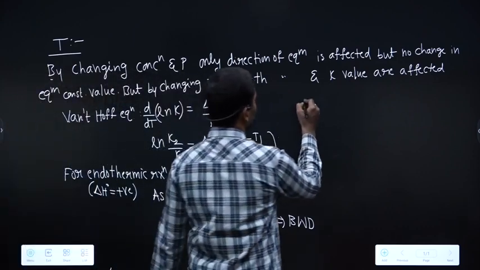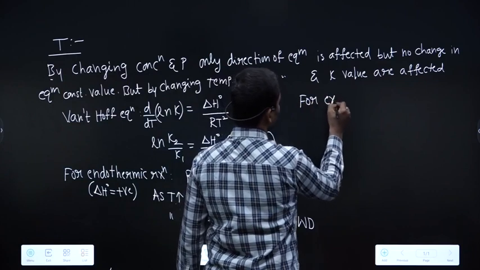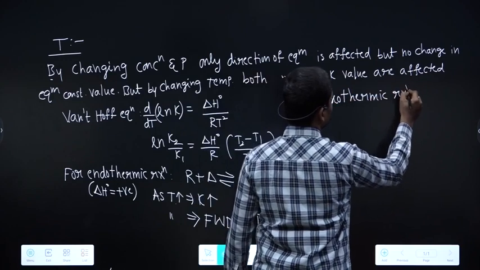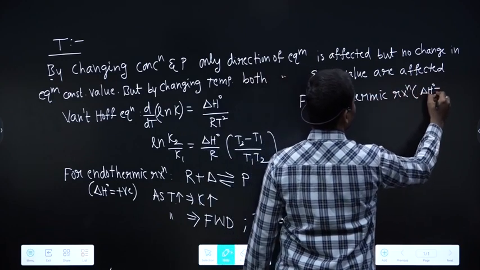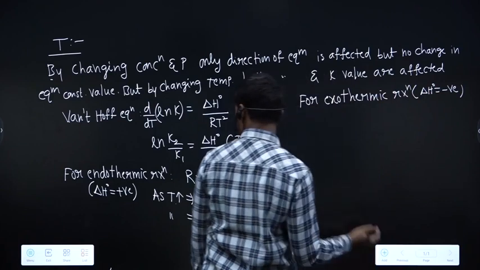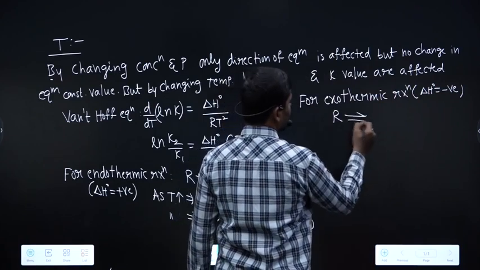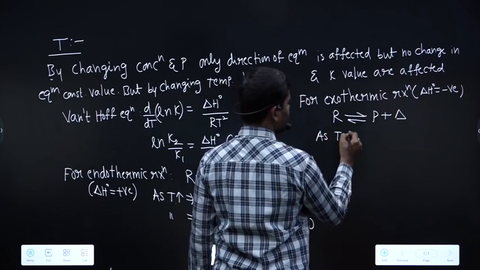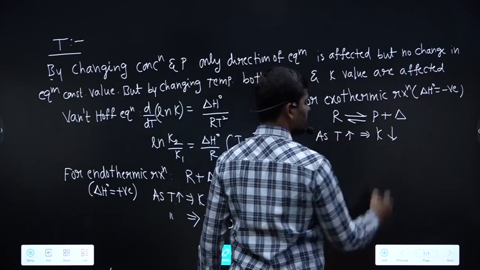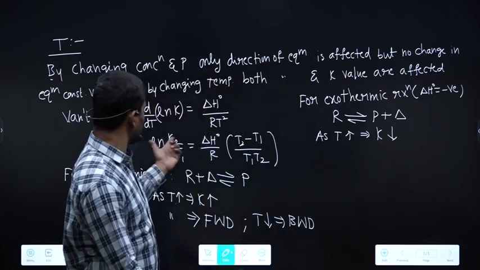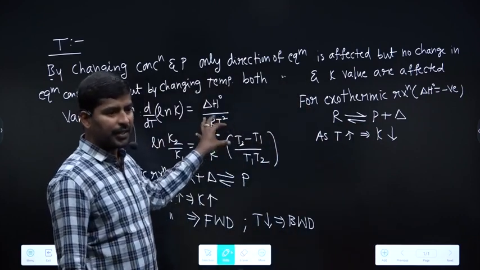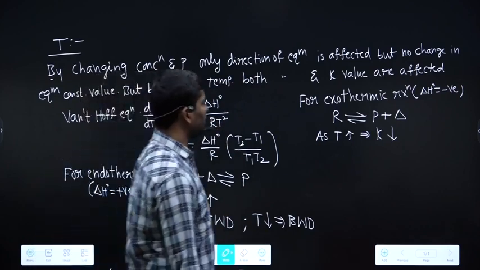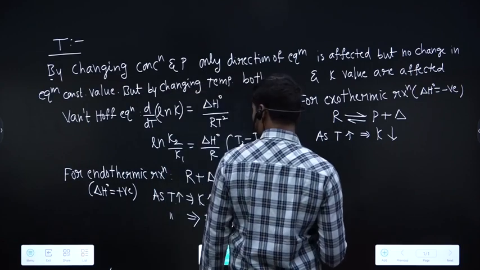Okay, next one. If you take an exothermic reaction, delta H naught is negative. So reactant gives rise to product plus heat. Now for this, as temperature increases, what about equilibrium constant value? Decreases. From this equation we can explain. Right side we are getting negative. Negative means K2 is less than K1. As temperature increases, K value decreases.